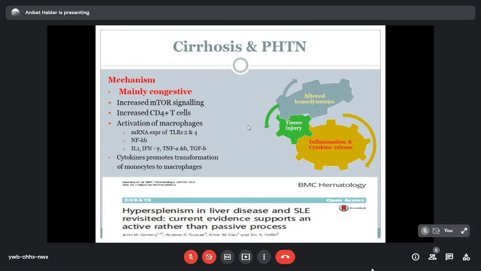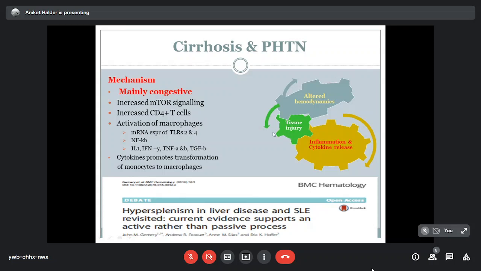The mechanism, as I had said, is a congestive cause of hypersplenism, but recent data and also studies have speculated that hypersplenism in cirrhosis or in liver disease is not a passive process. It is not secondary to congestion, but rather an active process in which there is altered hemodynamics and tissue injury in the form of liver disease.